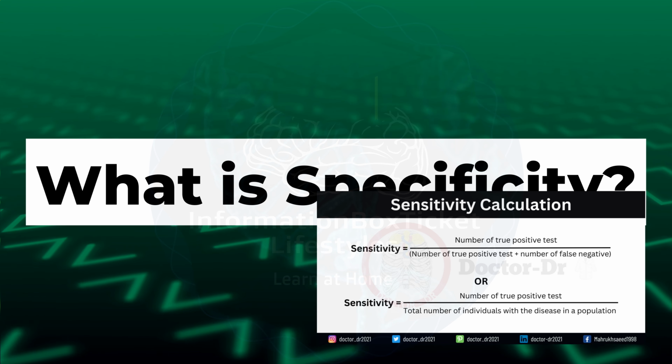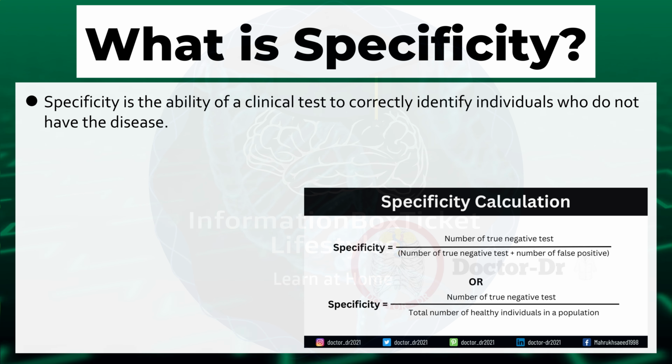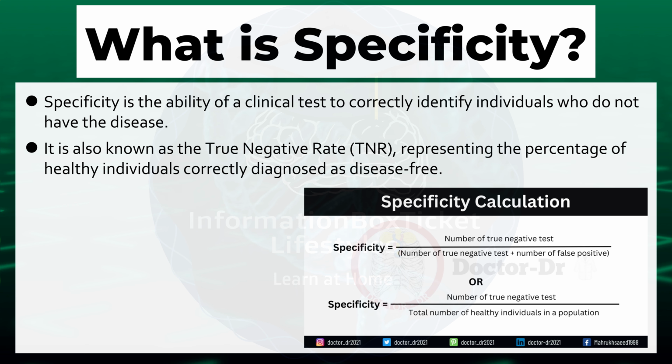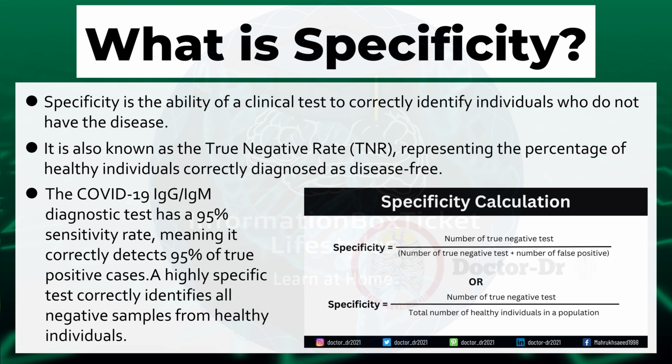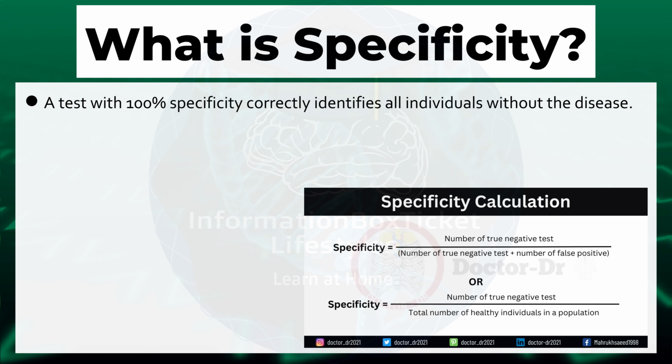What is specificity? Specificity is the ability of a clinical test to correctly identify individuals who do not have the disease. It is also known as the true negative rate, TNR, representing the percentage of healthy individuals correctly diagnosed as disease-free. A highly specific test correctly identifies all negative samples from healthy individuals. A test with 100% specificity correctly identifies all individuals without the disease.